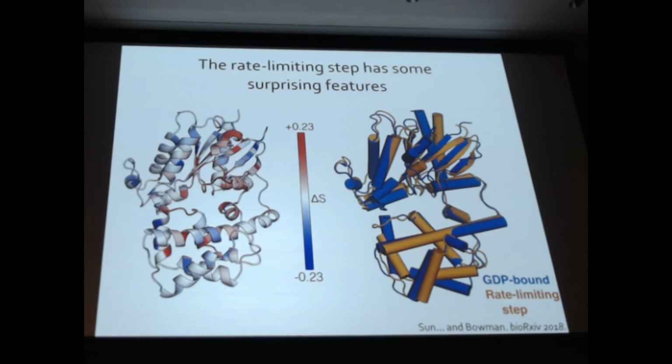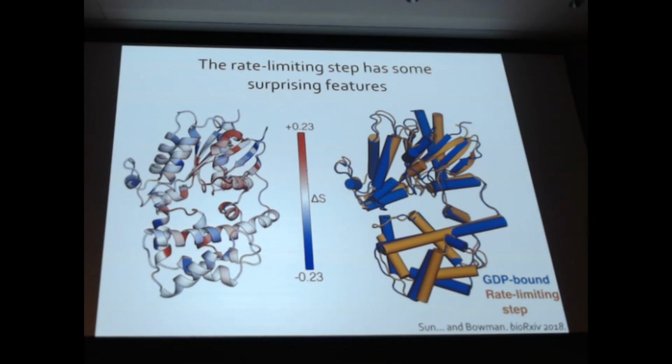And so what we think is happening maybe is that this is actually an earlier step than what's been seen in the crystal structures. GDP can release, and maybe this state that we've seen crystallographically is a subsequent, more stable intermediate that might actually play a dominant role in facilitating GTP binding rather than promoting GDP release.